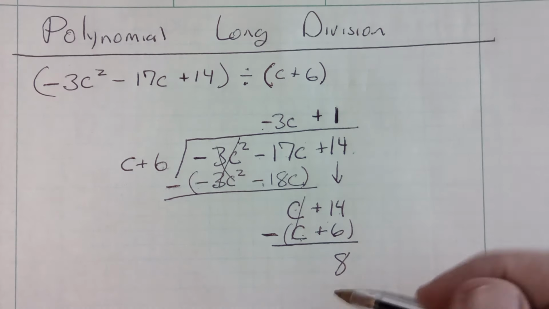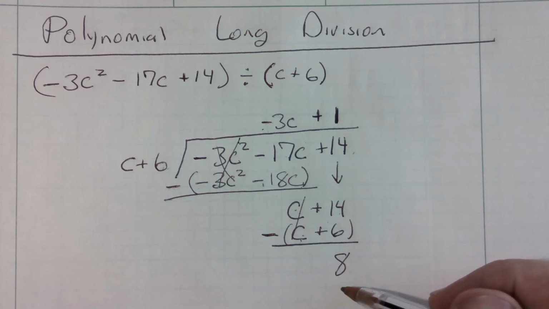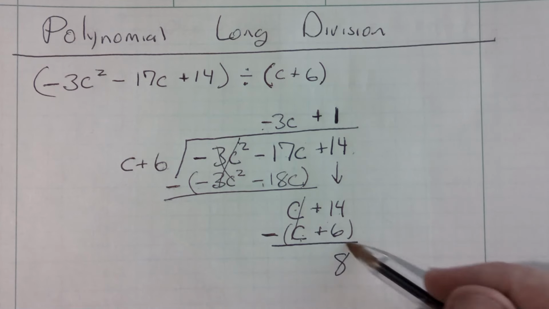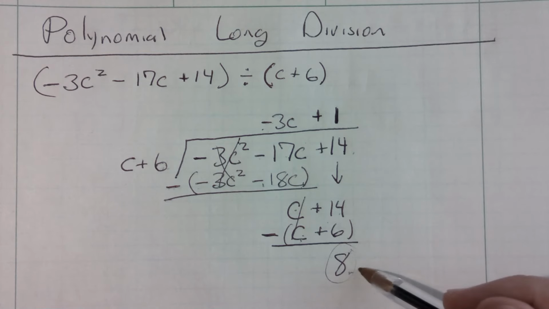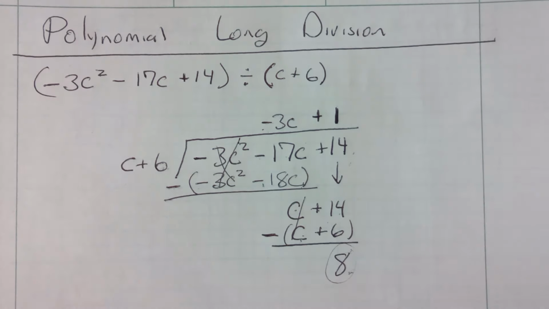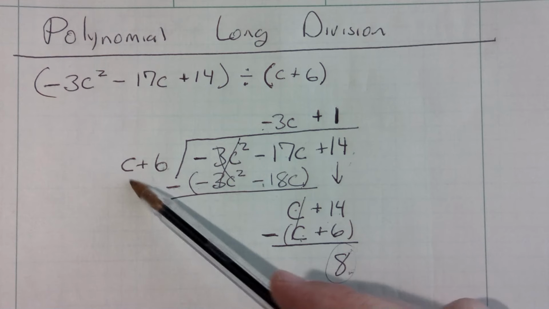Now, in elementary school, when we divided numbers, we often had remainders. That's what this is. When you get down to a number that doesn't have any c's as you work your way through it, I can't multiply c by anything to get it to be a single 8.